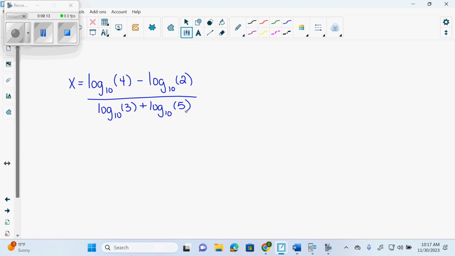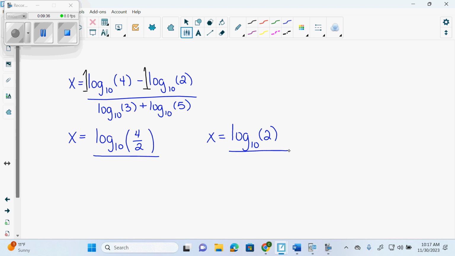This is nothing crazy. So I'm going to get on the top log base 10, 4 over 2, because this has a plus 1 in front and this has a minus 1 in front. So I'm going to get 4 over 2. So technically on the top, I'm going to get log base 10 of 2. We agree? Nothing crazy there. Is everyone following what I'm doing?